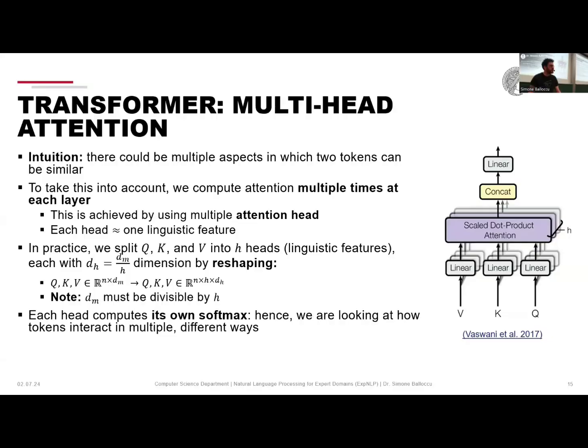Each head computes its own softmax, so we are looking at multiple ways in which the tokens interact. At the end, we concatenate the results and we obtain the final attention matrix.